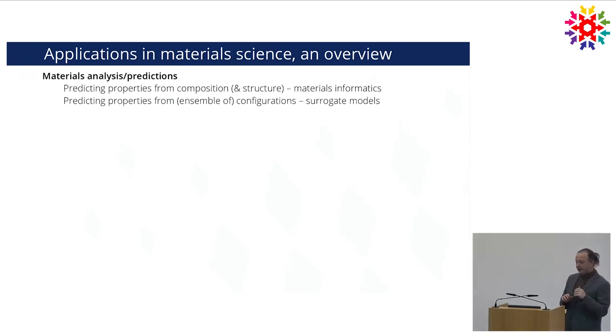Then we would have predicting properties from the configurations. So basically, we have access to the XYZ configuration, and typically from an ensemble of configurations, we would like to evaluate properties. This is the realm of surrogate models. So typically in physics, we would have our good models to predict properties, and we want machine learning to speed up the prediction of the properties. This is actually a very rich industry. You will hear many talks about this particular aspect of machine learning. It is very well developed.